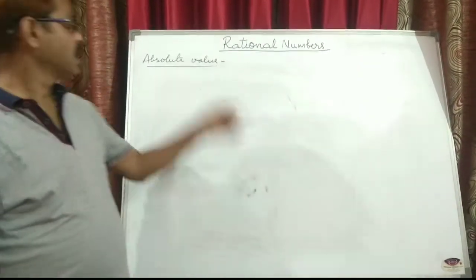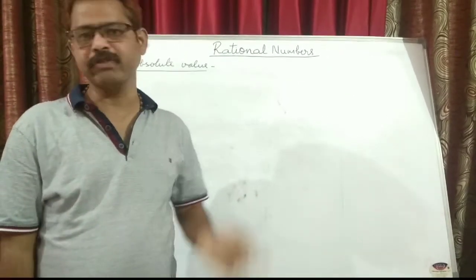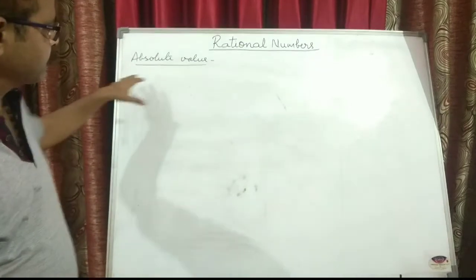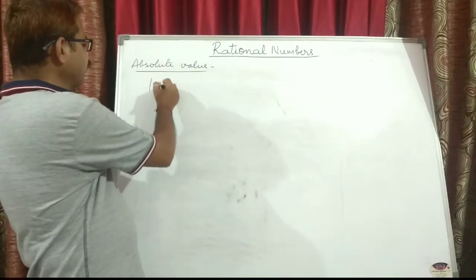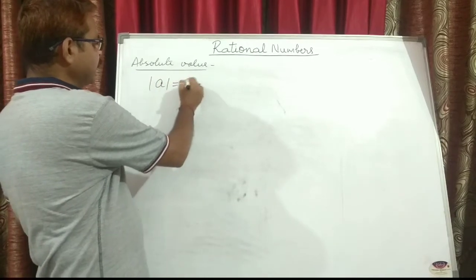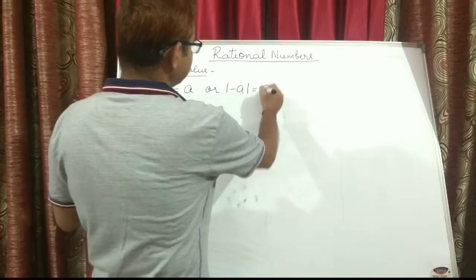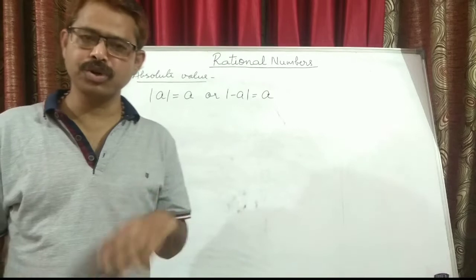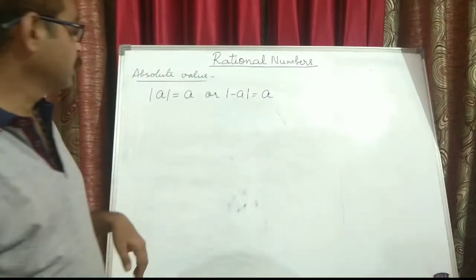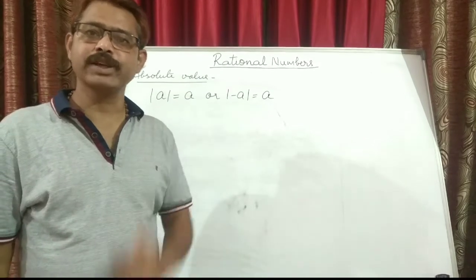Next topic is absolute value of a rational number, and I hope this is the last topic of your first exercise. So what is the meaning of absolute value? In the previous classes you must have studied that mod of a is a, or even mod of minus a is a. What is the meaning of mod? By this time you should know this much, that whatever comes inside mod is always positive.